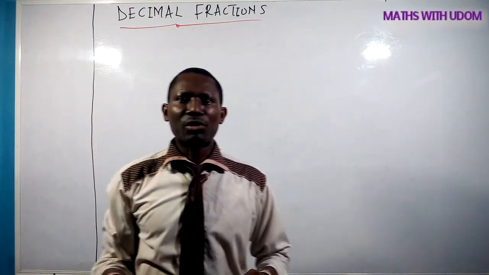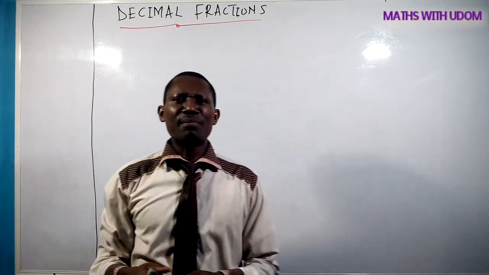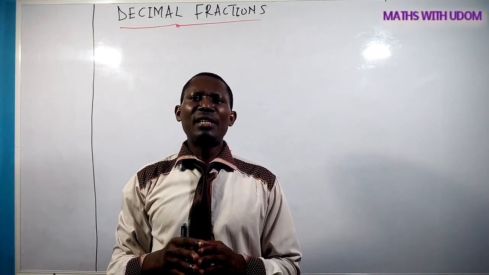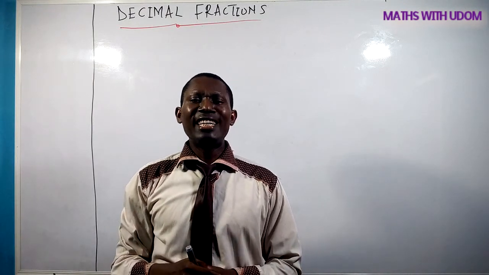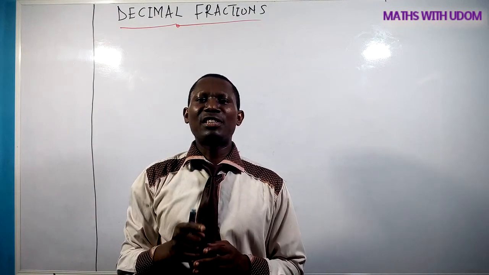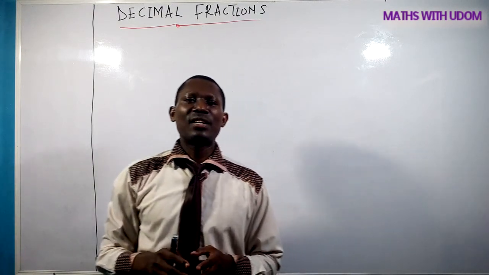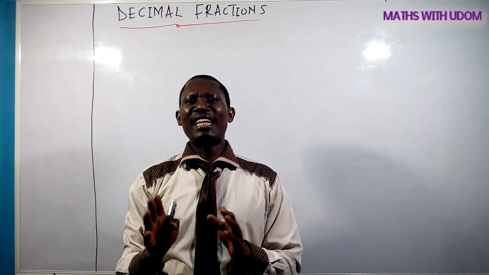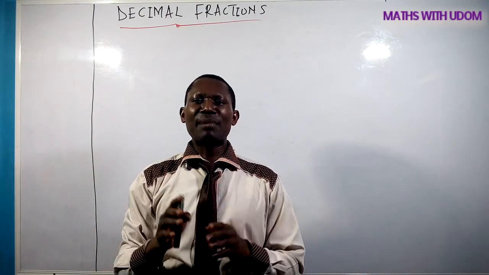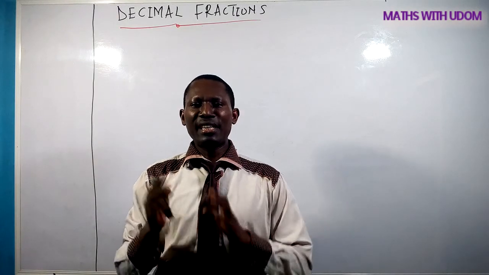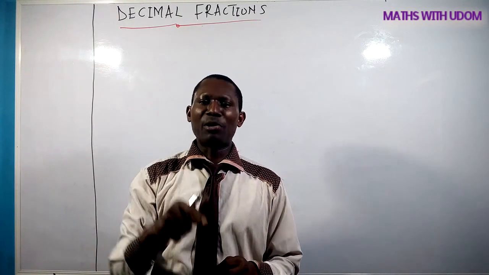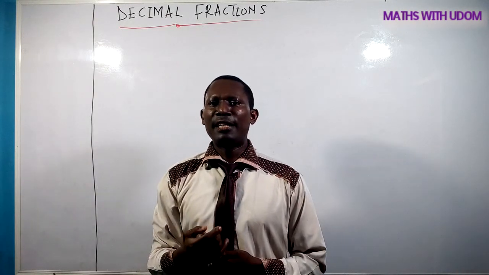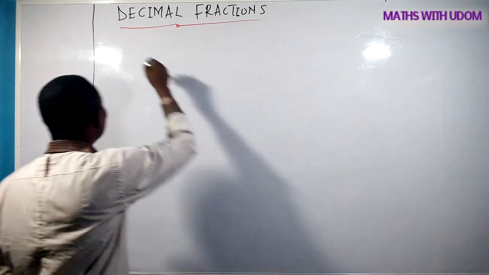Okay, decimal fraction. So what are decimal fractions? A fraction is said to be a decimal fraction if it has a decimal point in it. That is, whenever numbers have decimal points in them, those numbers are said to be in decimal fractions. A decimal fraction is a fraction that has a decimal point in it. Okay? Examples of decimal fractions.